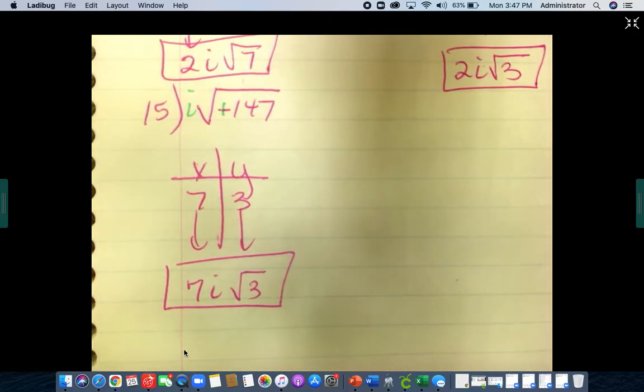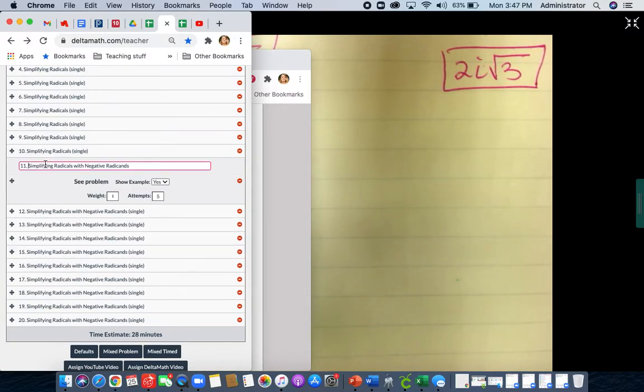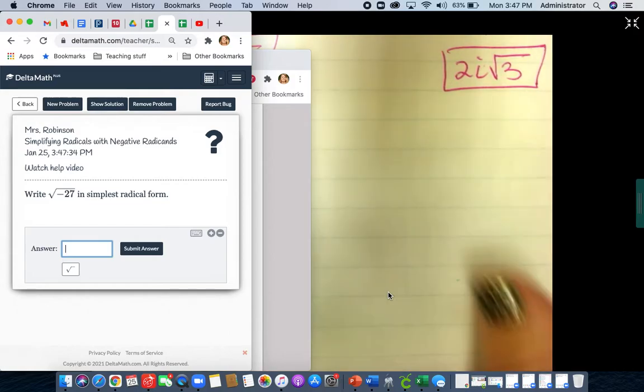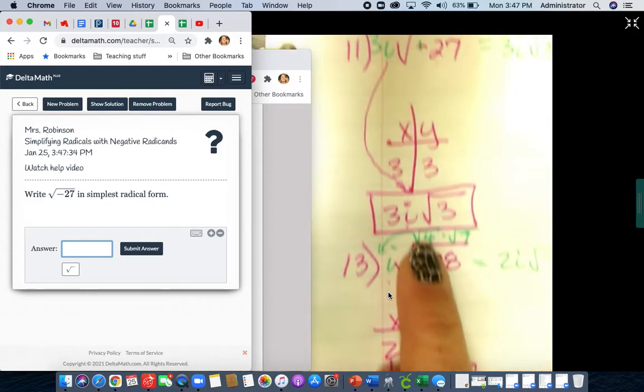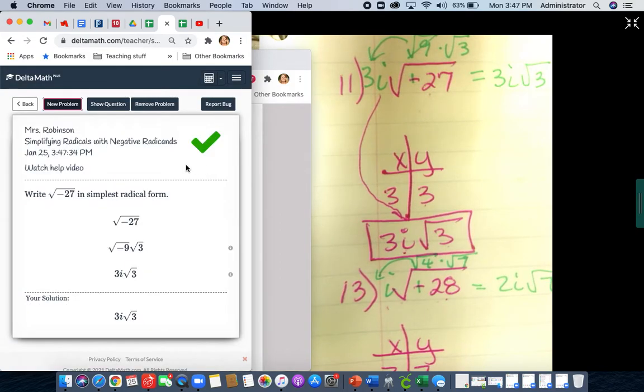And then you're going to go ahead and type in the rest of the values. The only other thing I want to do real quick is show you how we type this answer in. So I'm going to go back to 11. And from your notebook, our answer for number 11 was 3i root 3. So I'm going to type 3. Then I'm just going to type the letter i right on my keyboard. Okay, above the letter K, there's an i. So i, then root, for square root, and then 3, the radicand. Hit submit answer, and that's it, guys.